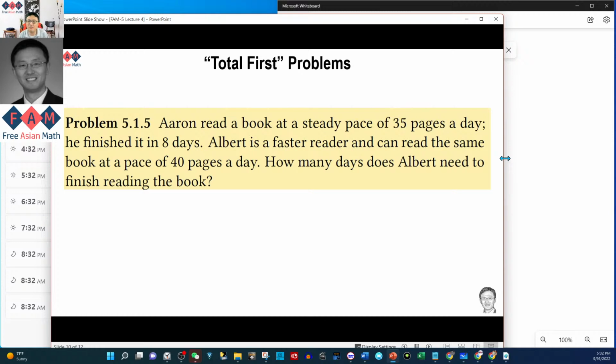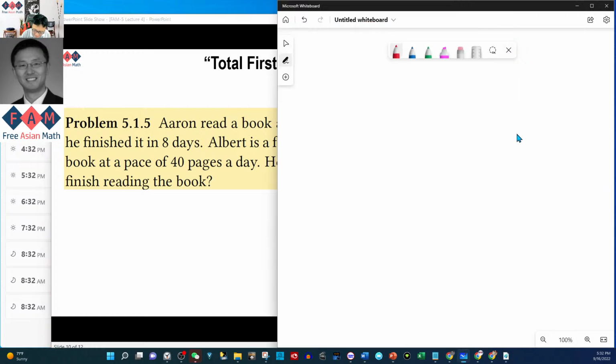Well, we can actually get that from Aaron's reading situation. We were told that Aaron can read this book at 35 pages a day, and with 8 days, that's exactly the same multiplicative relationship. So in this case, we can easily tell the total number of pages of the book is 35 times 8. That is 280 pages. Why? The same multiplicative relationship. 35 pages a day, 8 days, so the total is 280 pages. We got this from Aaron.